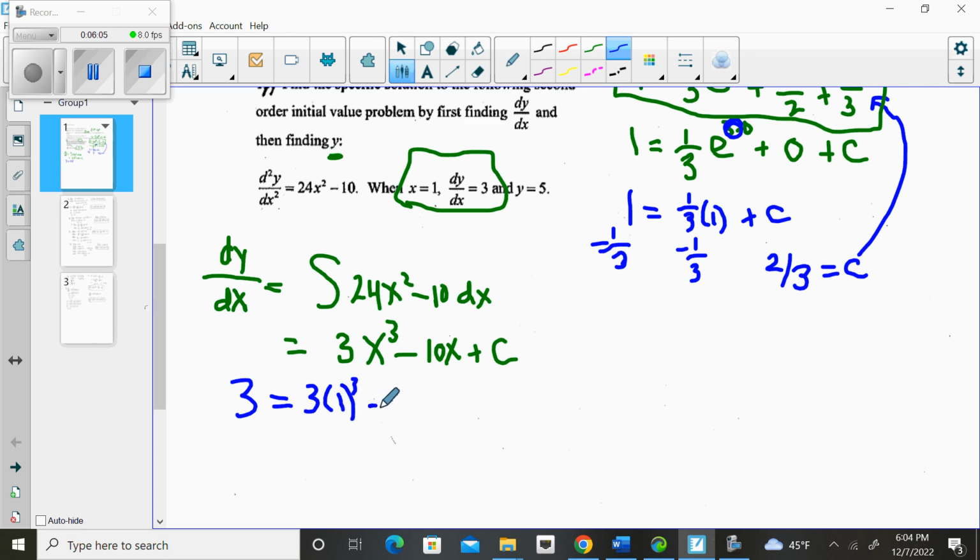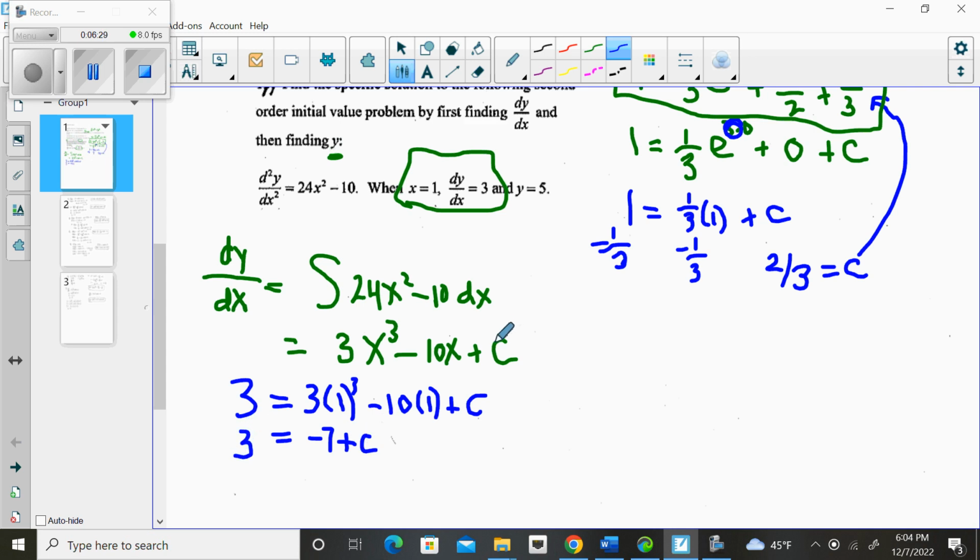And luckily on this handout, they don't give you a whole lot of hard arithmetic. I won't give you hard arithmetic when I put a question like this on a test or on the final. So let's see, this is just 3 minus 10, which is -7. Right, -7 plus c equals 3, so c equals 10. So again, I'm not going to rewrite this. I'm just going to come back up here and replace c with 10.